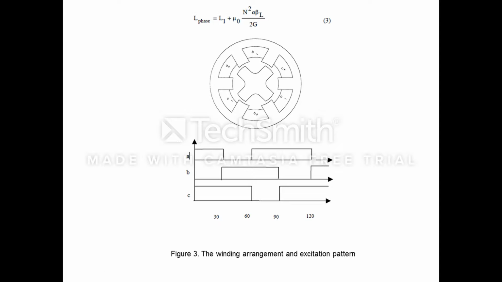Where L phase is the total inductance of the phase, L1 is the leakage inductance per phase, N is the number of turns per phase, alpha is the machine axial length, G is the air gap, and beta L is the length of overlap between stator and rotor teeth through which flux generated by the phase current will flow.